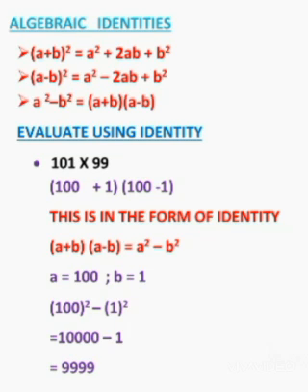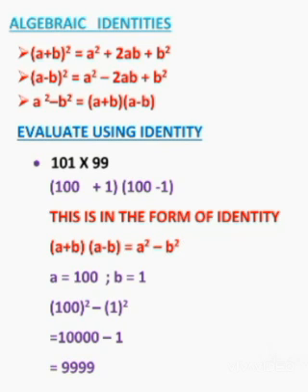Now, let us see the first model in that sum. Evaluate using identity. In that first sum, 101 into 99. How can you split 101? We can write it as 100 plus 1. And 99 we can write as 100 minus 1, which is equal to 99. So children, what do you observe here? This is in the form of the identity (a + b) into (a - b). So (a + b) into (a - b) is a square minus b square.